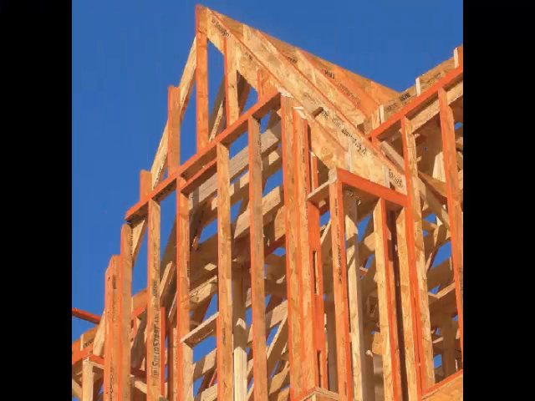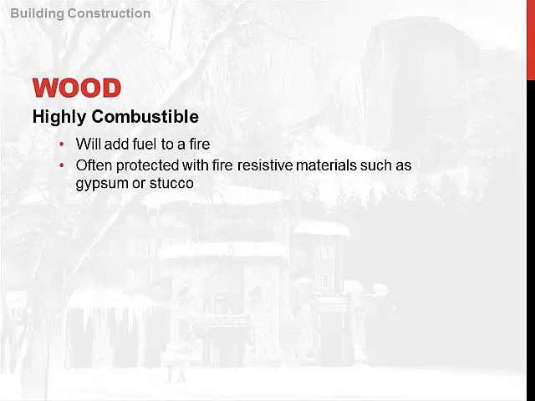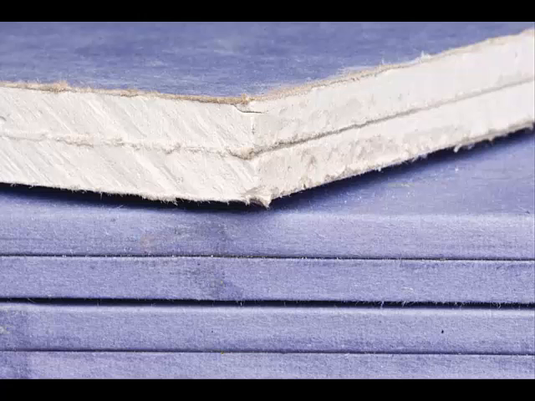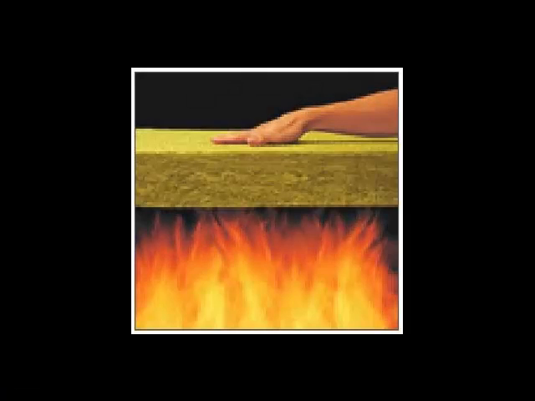So why don't we start first with looking at wood. Obviously it's combustible, and that's going to be our chief concern here. In a fire, wood will burn and add fuel. In order to protect it from fire, we often see it covered by gypsum or stucco or another fire-resistant material that has some good resistance to thermal conductivity.